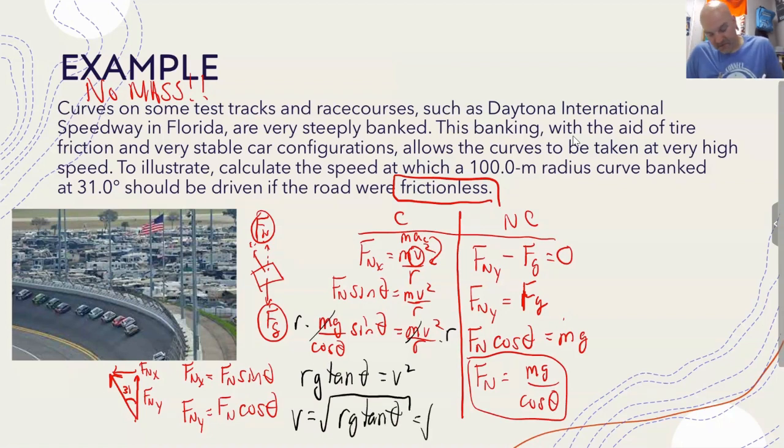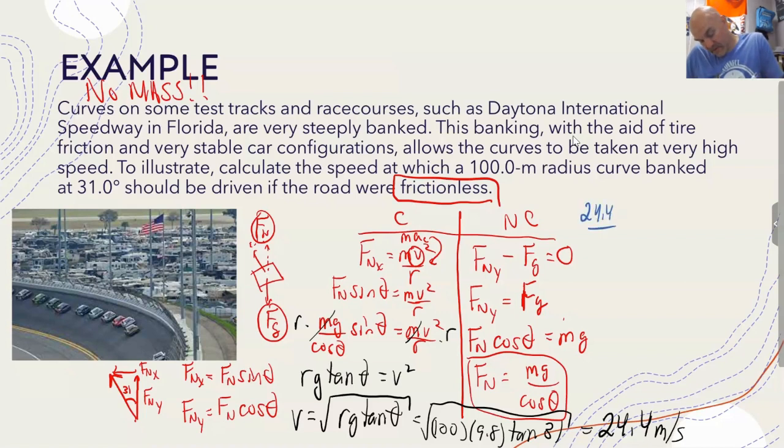Now we can plug in numbers. So the square root of 100 times 9.8 times tan 31, and we would get 24.4 meters per second, right? And if we want a miles per hour rate, so 24.4 meters per second, 1,600 meters is 1 mile, again rounding that, and 3,600 seconds is 1 hour. So I'm going to do 24.4 times 3,600 divided by 1,600.